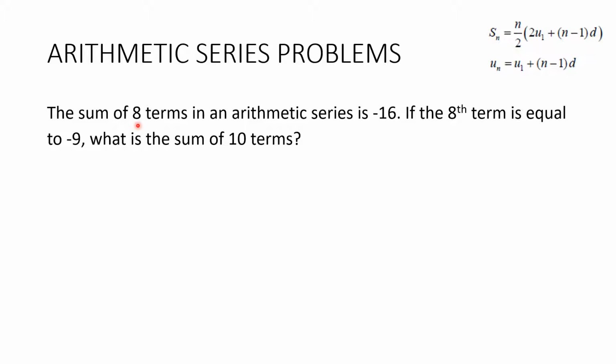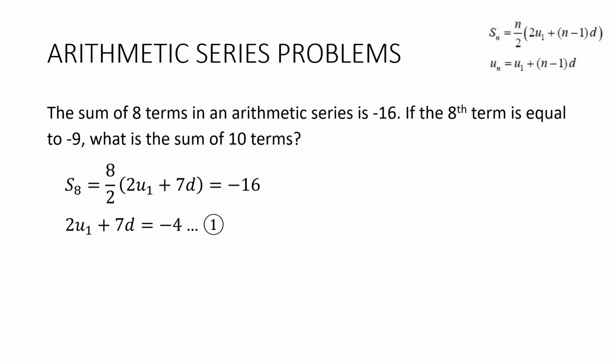So sum of 8 terms, let's substitute that into the formula and make it equal to negative 16, like this. So you can see what I've done here. I've got n over 2, so n is 8. 2 times the first term, we don't know it, plus this is n minus 1, and multiplied by the common difference, we don't know that either, is equal to negative 16. Just tidy this up a bit, that's 4, and bring it over the other side, and we've got our first equation. Then we also know that the 8th term is equal to negative 9, so substitute that into the term formula. So U8 is equal to U1 plus 7D equals negative 9, and so there's our second formula.